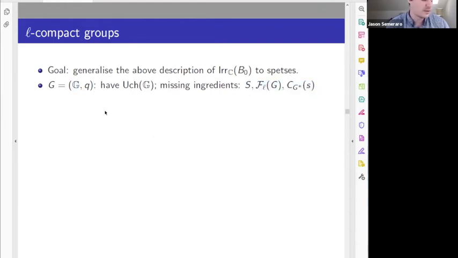And moreover, we want to do it in such a way that we recover what we expect for groups. So we want to recover the block theory of finite groups of Lie type using topology essentially. So that's the goal. And l-compact groups, as I say, come to the rescue.